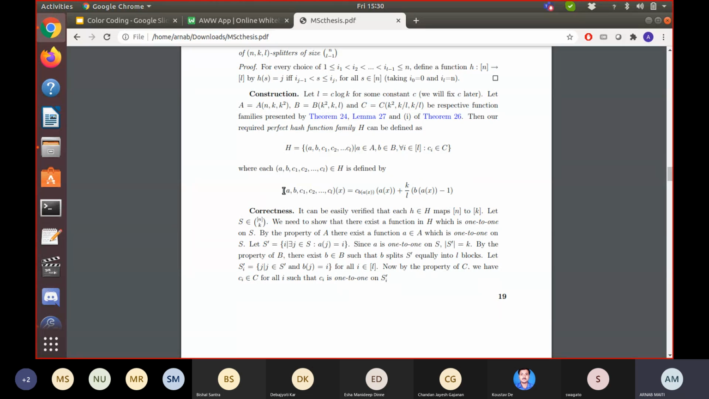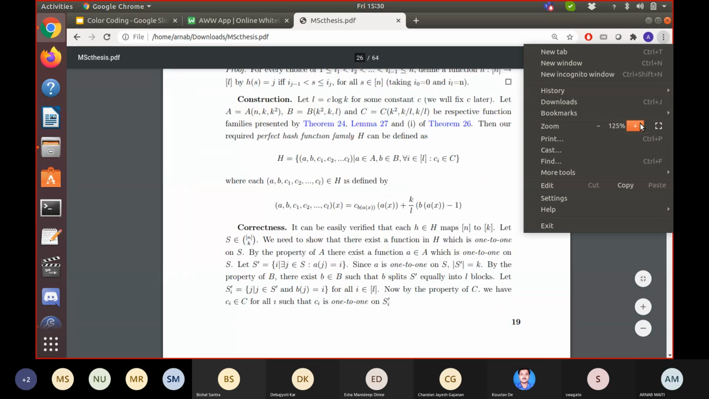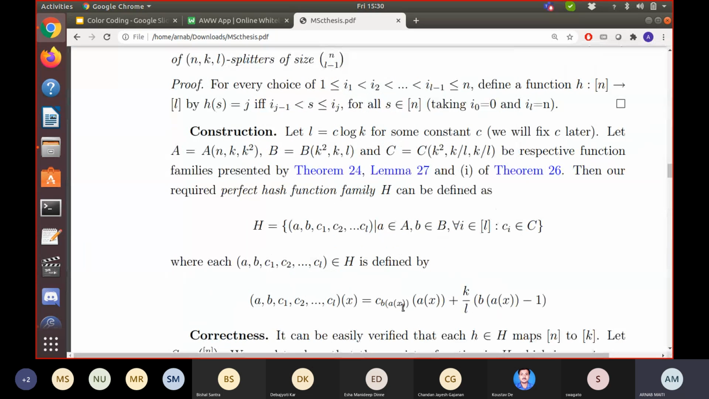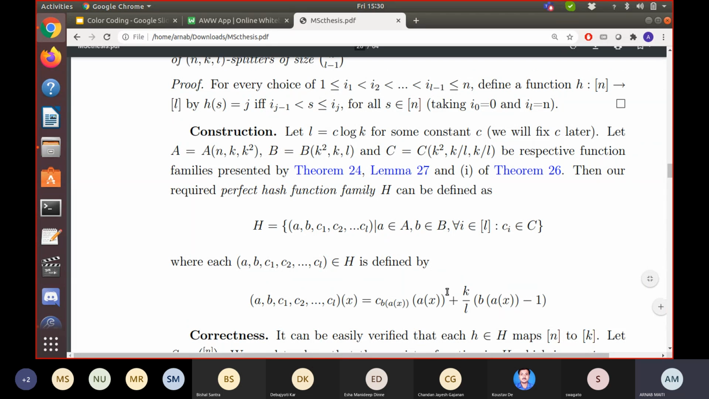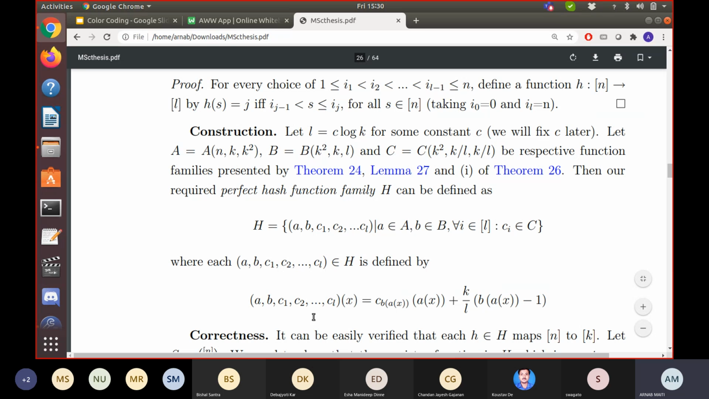Yeah, it looks something like this actually. Each function in the n k k splitter. Let me zoom in a bit. So it looks like this. It's a little bit involved, not that much, but it's not as simple as the previous splitters. So it looks of this type.